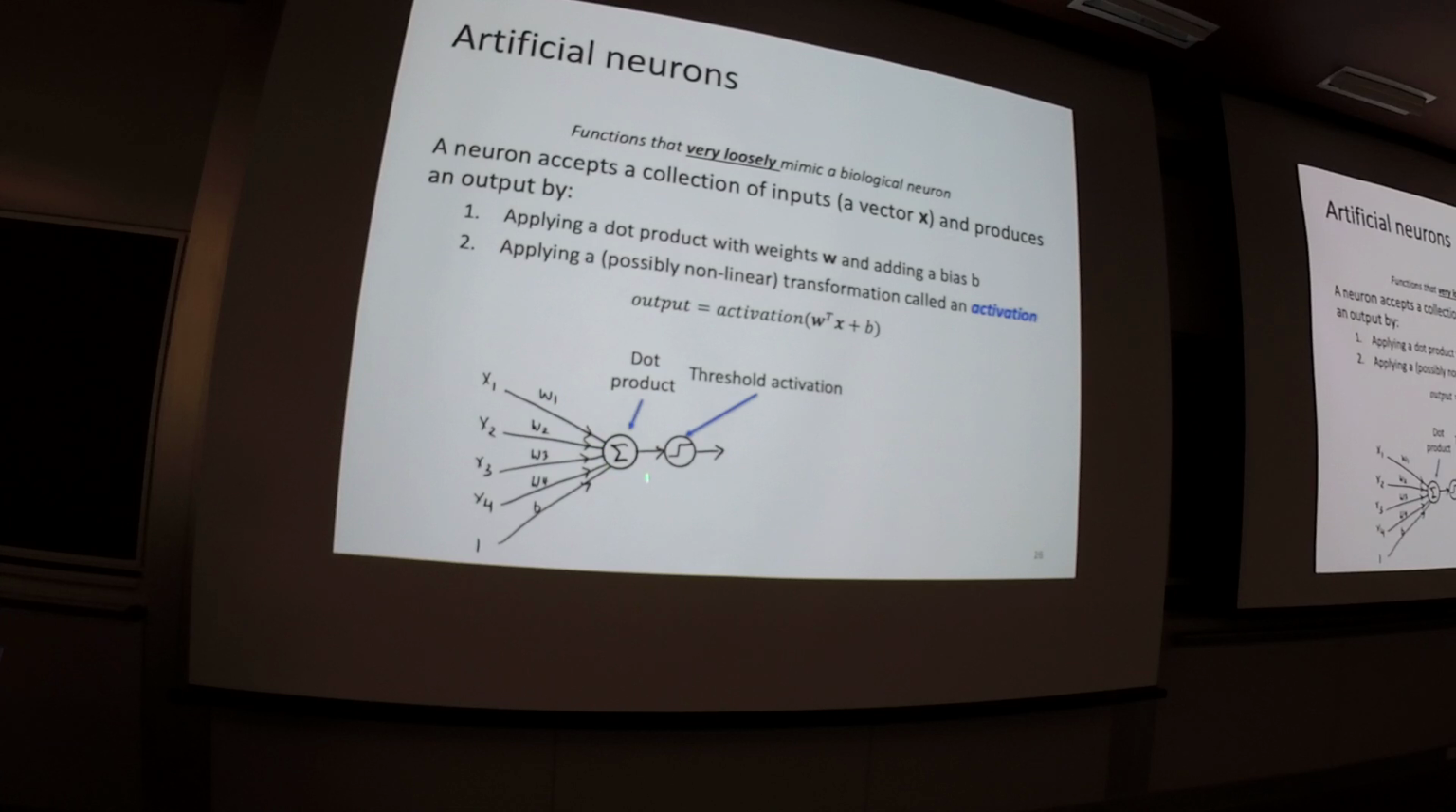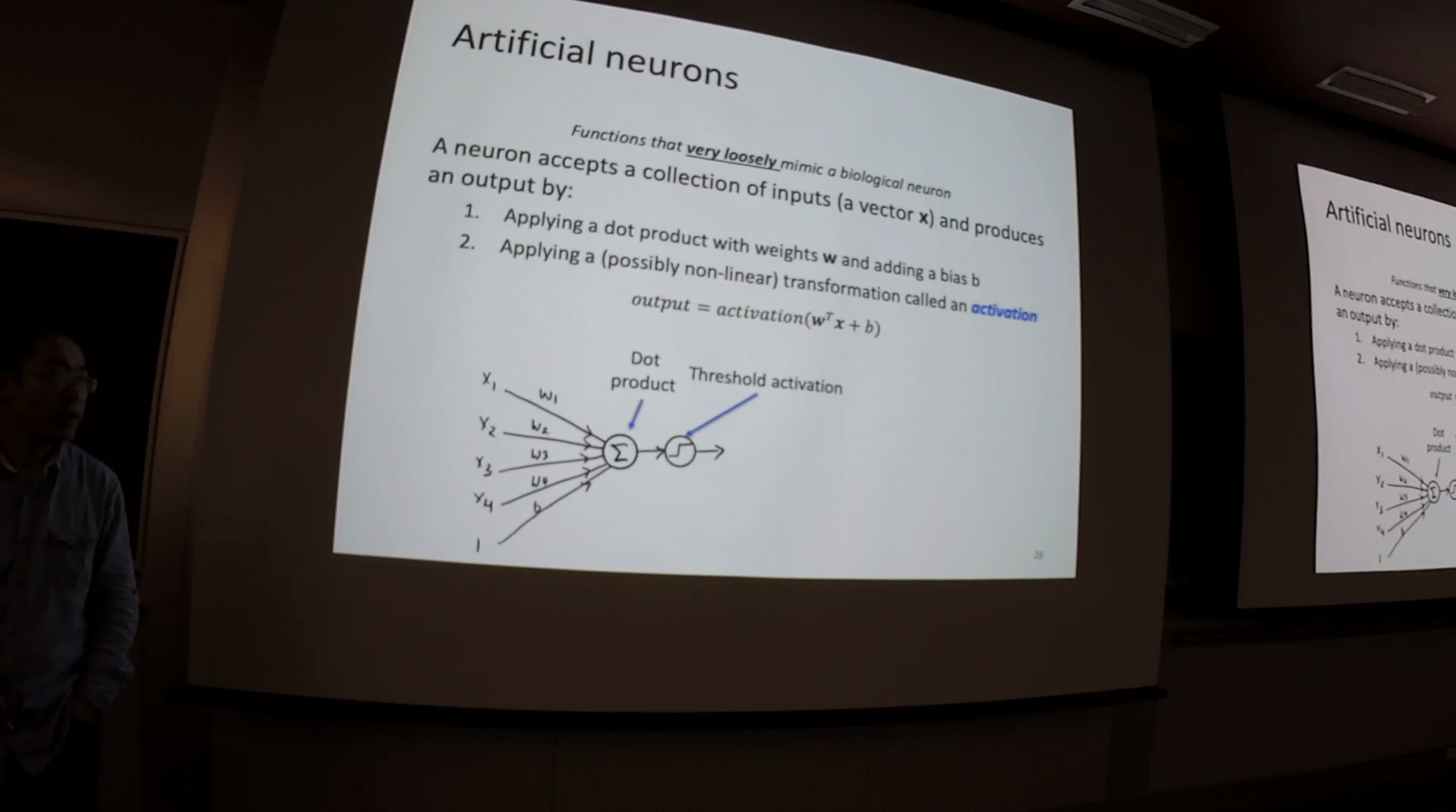So in our case, this is the first step. We do the linear classification, the dot product between the weights and the inputs plus a bias parameter. And then we apply a threshold activation function and we generate the output. This is one specific neuron.